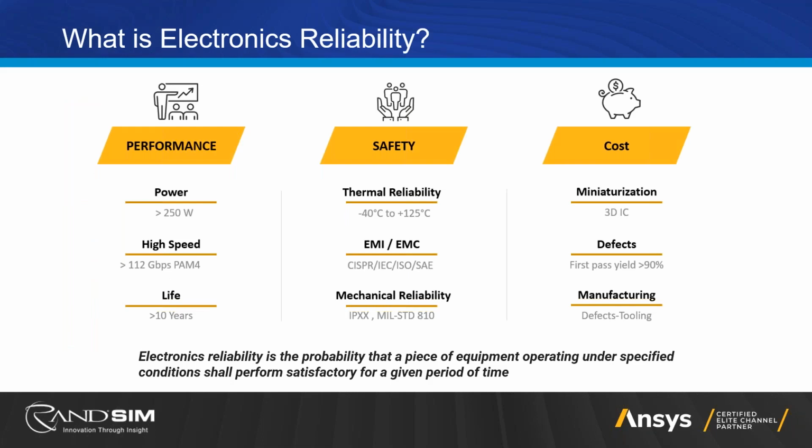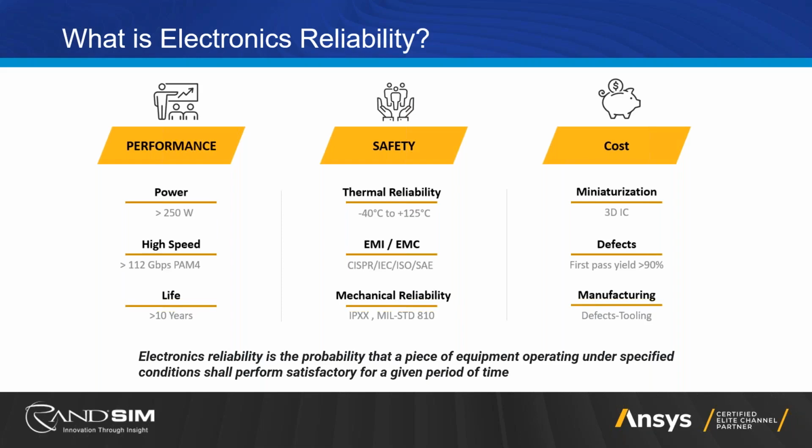So let's go right into it. What is electronics reliability? Well, the definition of electronics reliability is down there at the bottom. It's the probability that a piece of electronics equipment operating under specified conditions will perform satisfactorily for a given period of time. So you design a product, you sell the product, it's out in the field. Every product is going to have an estimated lifespan, and we want to make sure that the design is able to satisfy that lifespan that's advertised, making sure that we're not having warranty claims or unhappy customers.